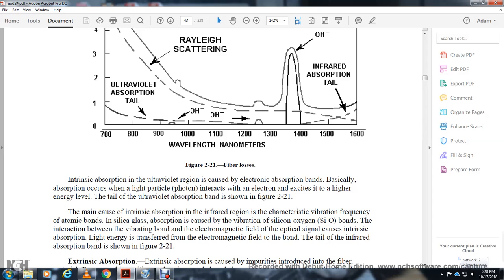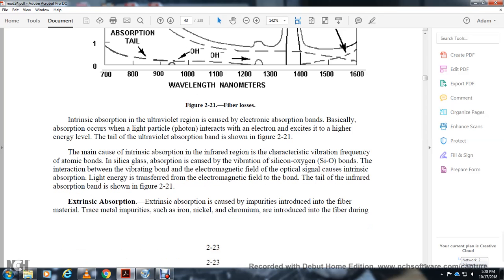Intrinsic absorption in the ultraviolet region is caused by the electronic absorption band. Basically, absorption occurs when light of a particular wavelength, a photon, interacts with an electron at a site with a higher energy level. The ultraviolet absorption is banded, as shown in figure 221.